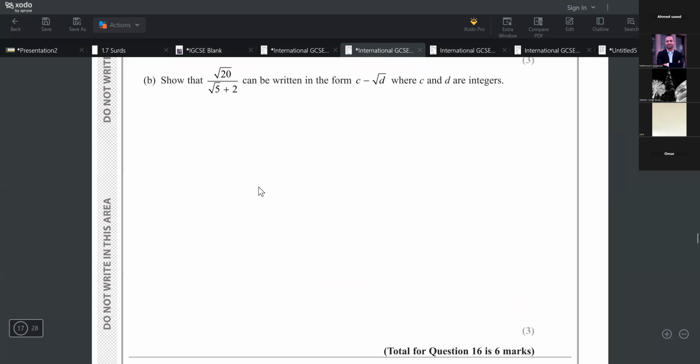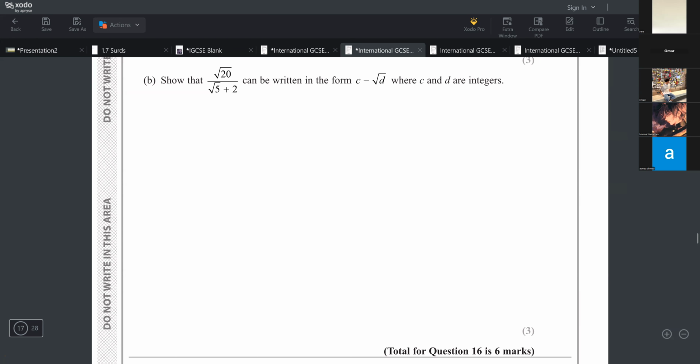Does anyone want to solve with me? We will solve together. Okay, prove: show that it can be written in the form, that means rationalize the denominator. Can you hear me? Yeah. Can you solve with me? I'll try. Okay, you can, I trust you.